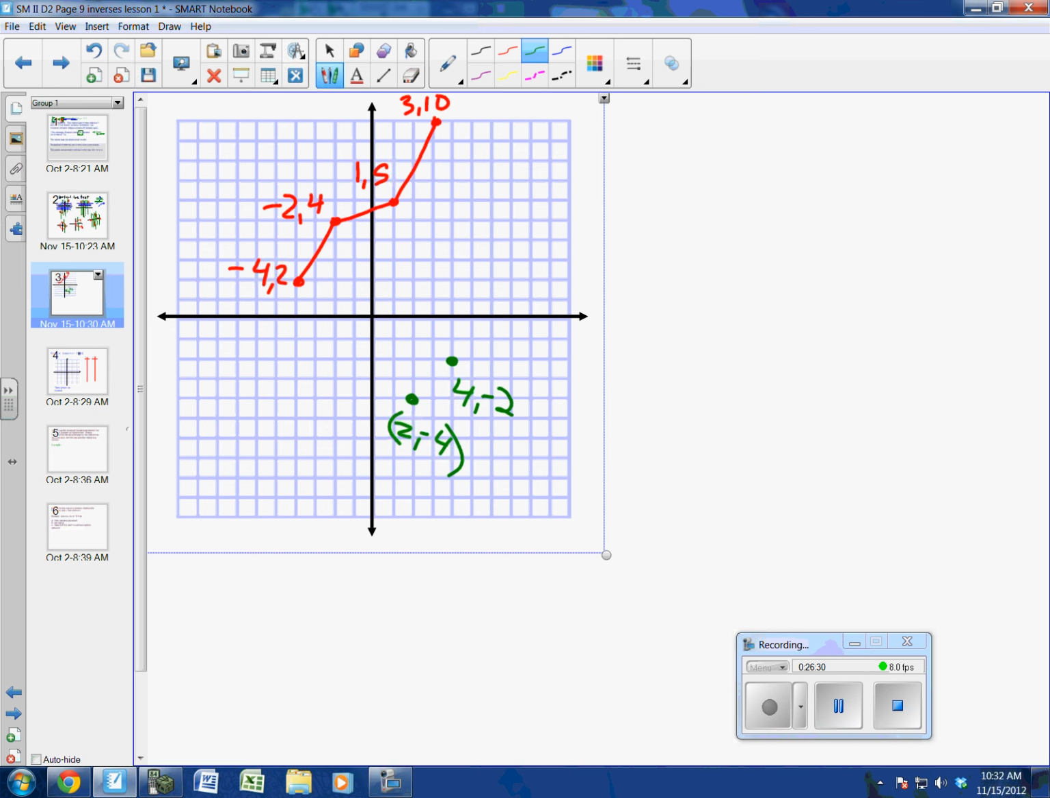No, we've got to do more. Instead of 1 comma 5, what is it going to be, you guys? 5 comma 1. And instead of 3 comma 10, what is it going to be? 10 comma 3. And I connect them.